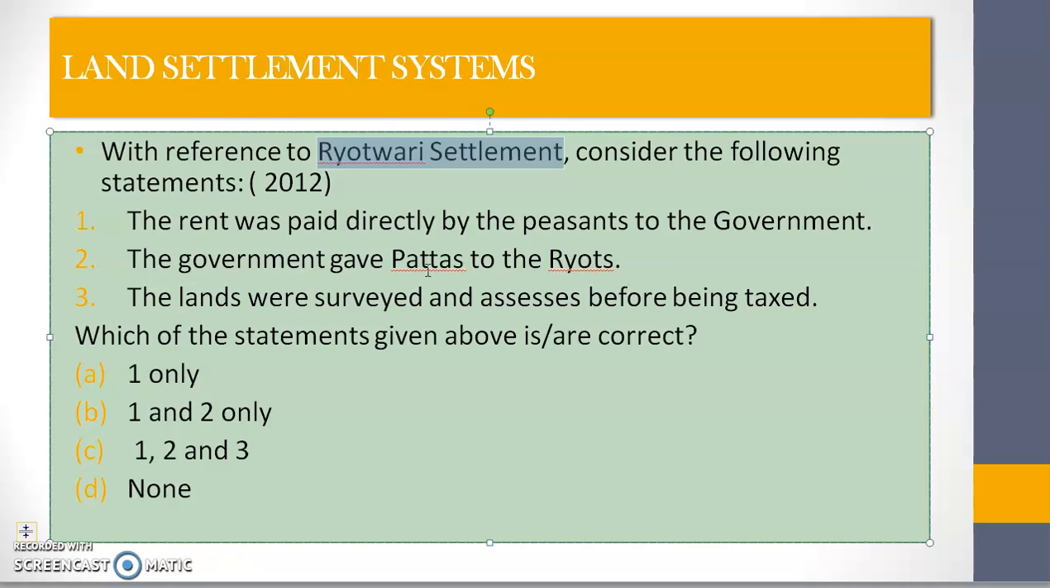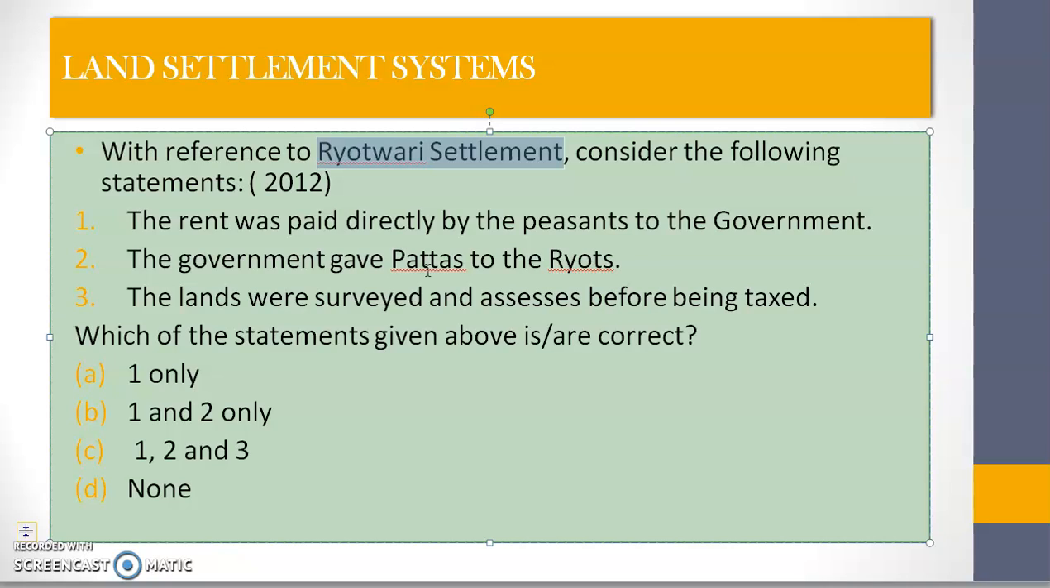So in this context, and this is very important, the Ryotwari settlement was started by Alexander Read in Baramahal in 1792, and it was continued by Thomas Munro from 1801 when he took charge of the ceded districts. This settlement was first introduced in Madras, and then it was also introduced in Bombay, Coorg, Assam, and so on. So what are the features associated with this Ryotwari settlement?